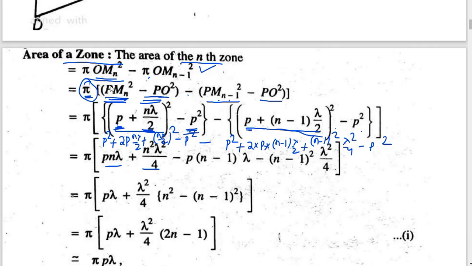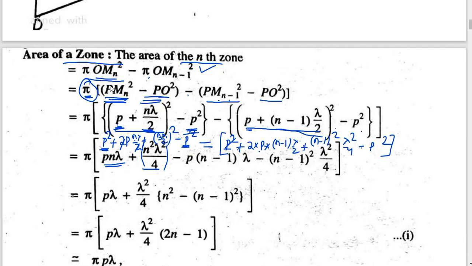So this part, look at it, there is a first part p square, and that is 2p n lambda by 2, the 2 cancels out and becomes p n lambda, and the third part will be n lambda by 2 whole square, that is n square lambda square by 4, then minus p square, then this is also minus p square plus, so that part will be, if you use the bracket, actually this is plus, and last part is minus.